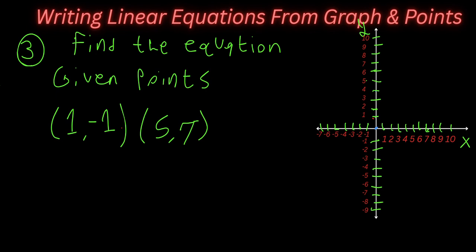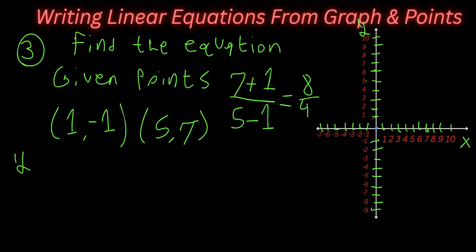Okay, so again, we're going to find the slope first. So let's do y2 minus y1, which is 7 minus -1, which turns it into +1. And we'll find x2 minus x1, and we'll get 8 over 4. So again, we have a slope of 2. So y equals 2x plus b.